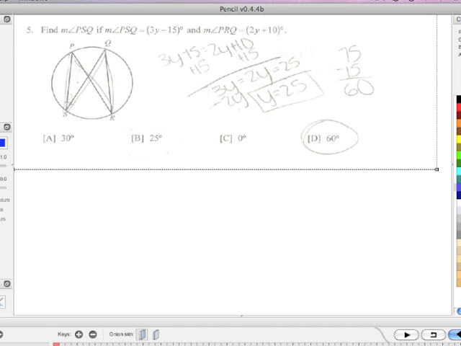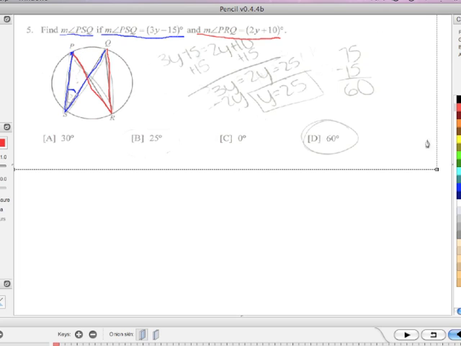We want to find the measure of PSQ. So what's this angle right here? We know the given is that the measure of angle PSQ is 3 times some number y minus 15 degrees, and the measure of PRQ is 2y plus 10. So let's just trace that out. PRQ, right? They inscribe the same arc.